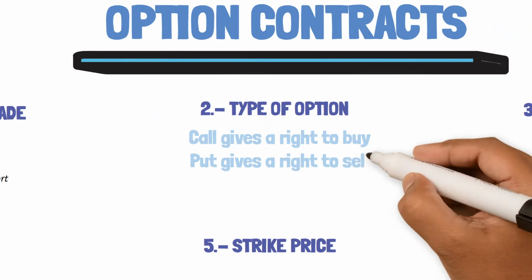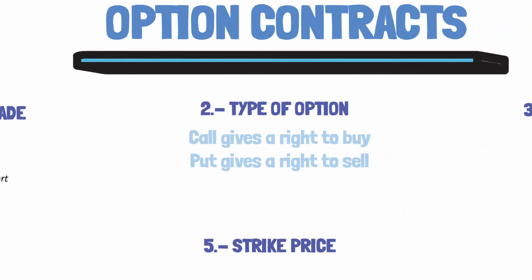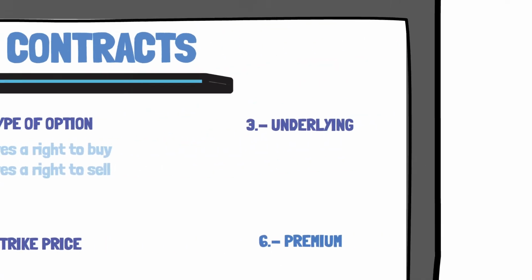Call options give the buyer the right, but not the obligation, to buy shares. Put options give the buyer the right, but not the obligation, to sell shares. With one contract you control 100 shares.